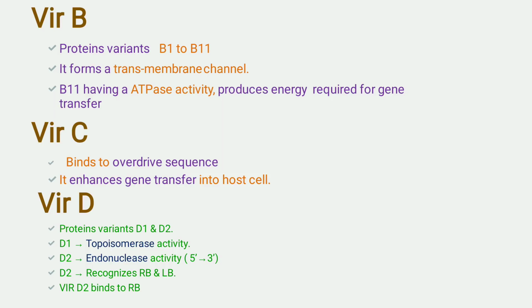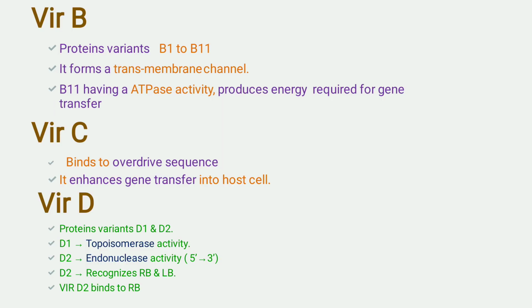I discussed the tDNA, which is one of the features. Next I am discussing the Vir region, which is outside the tDNA. The Ti plasmid includes the Vir genes and the tDNA. Right. Now I am discussing the features of the Vir genes. Now coming to the VirB gene, it produces the energy required for gene transfer.